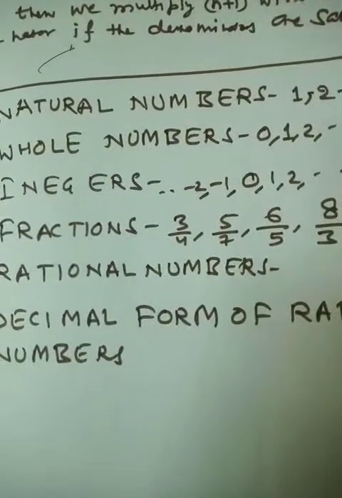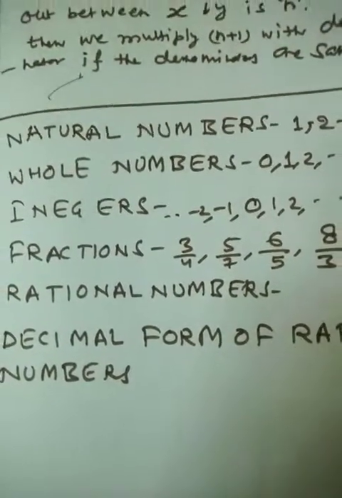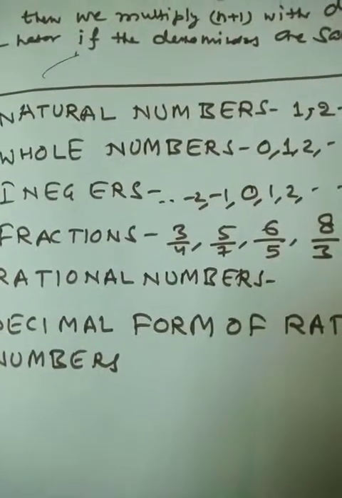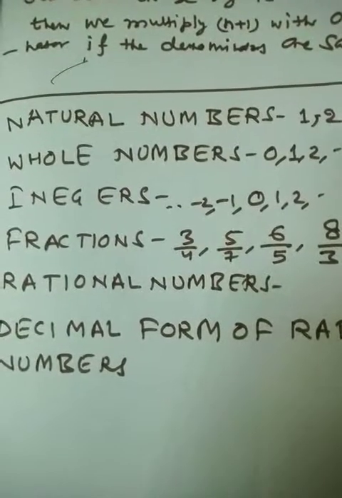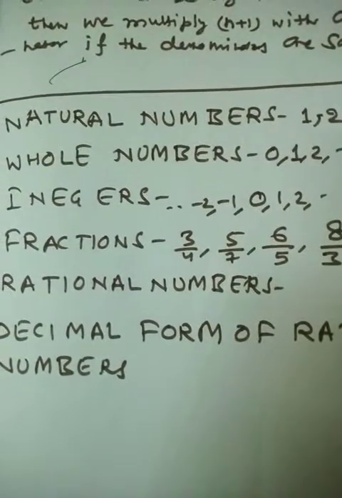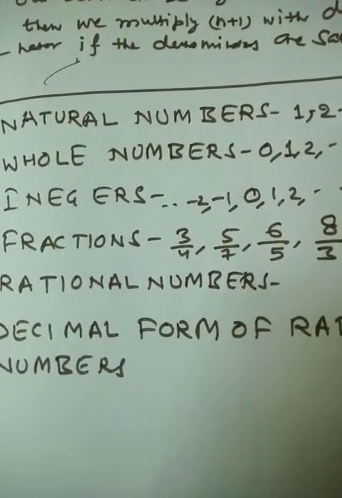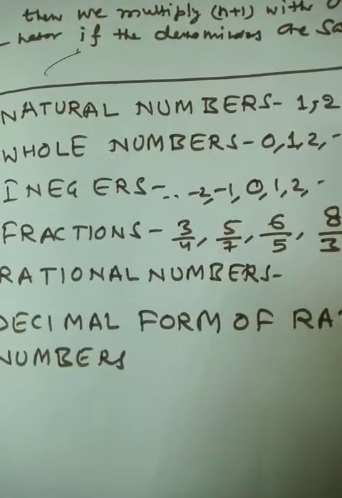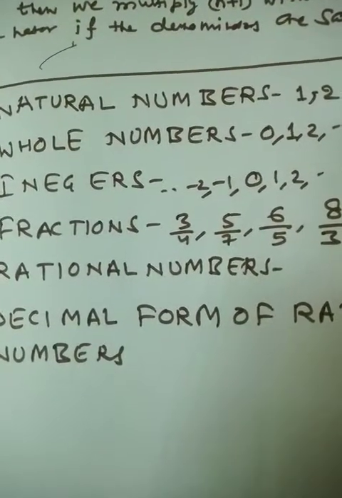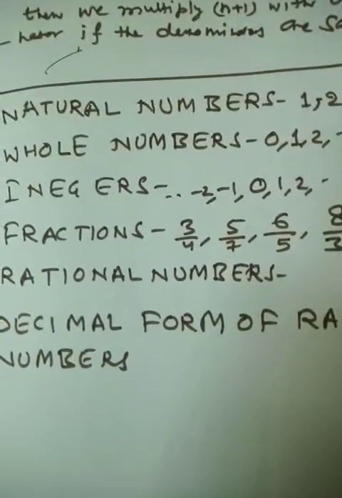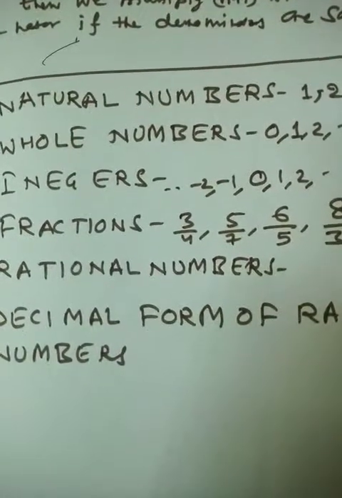Now the last type of number that we have read in class 7 is rational numbers. Why do rational numbers come? Because fractions are always positive. If we get any negative fraction, then where do we keep these numbers? So here comes the rational number, a number in the form of p by q, where p and q are integers. Integers may be negative or positive whole numbers along with 0, but the condition is that the denominator must not be equal to 0.